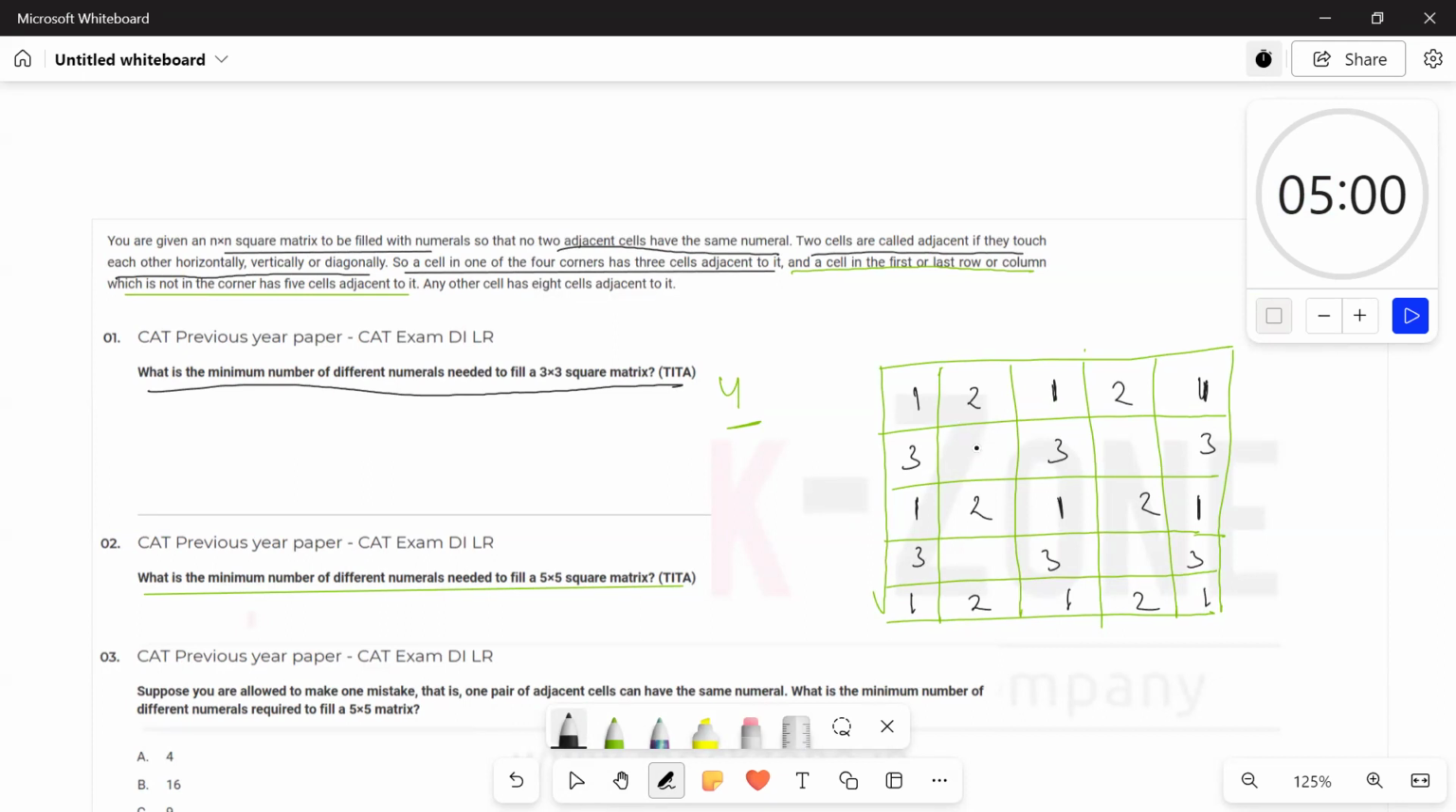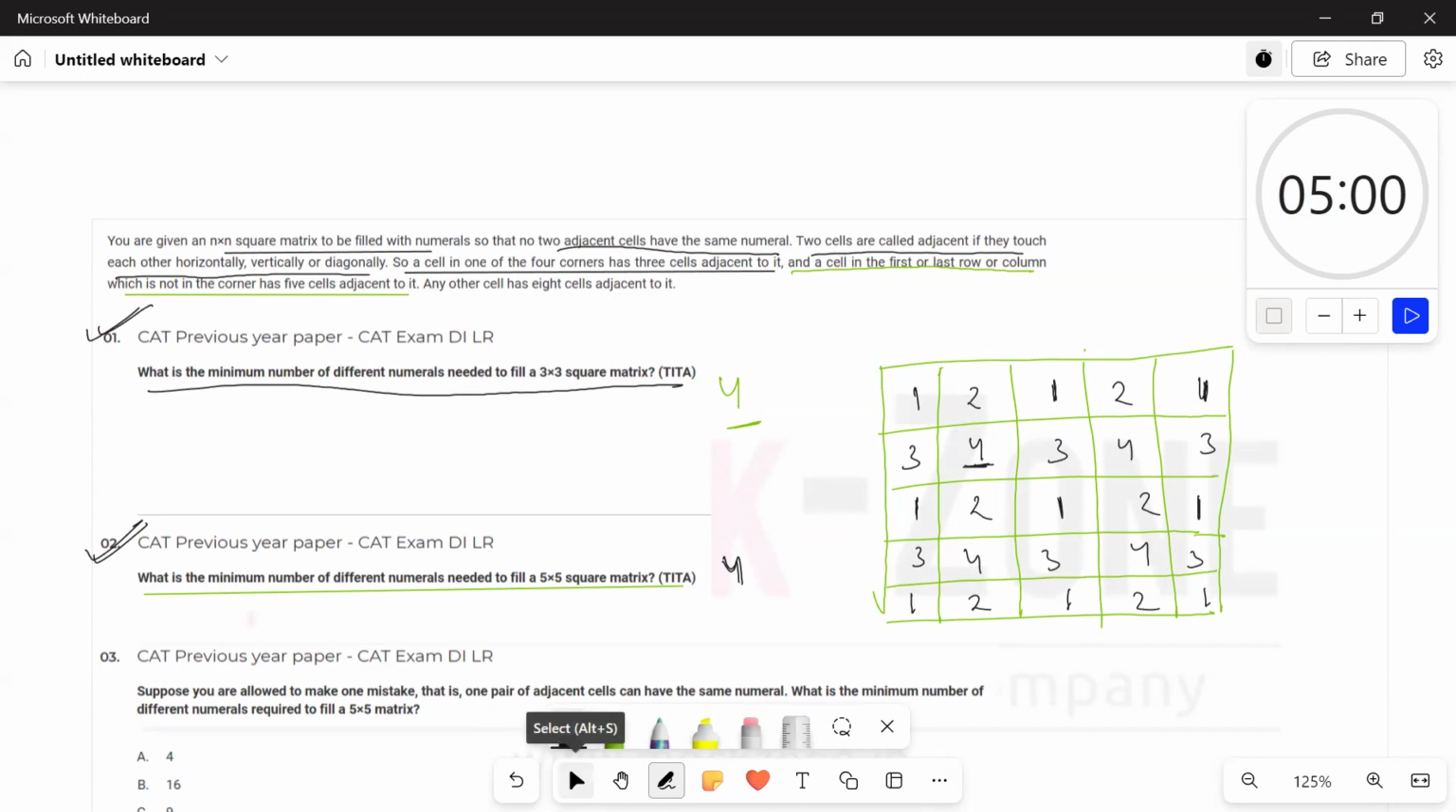And this one, it cannot be 1, 2, and 3 neither because all are adjacent to it. It has to be 4. Similarly, 4, 4, and 4. Okay, so the minimum number of different numerals required is 4. So we have done this one also.